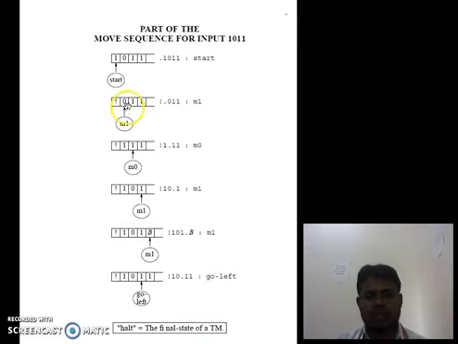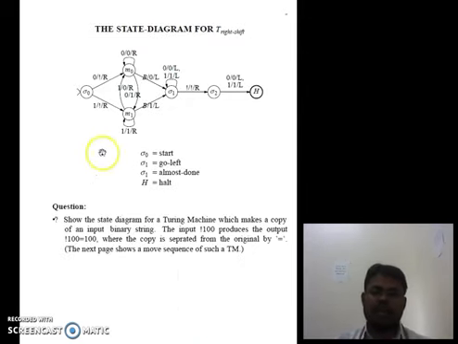Likewise, the input will be read and replaced. When it reaches the blank symbol, it stops there. So it's switching between M1 to M0. That means mode 1 to mode 0 and mode 0 to mode 1. And when it reaches the last blank symbol, it starts reading the other way. That means earlier it was left to right, now it will become right to left, and then halts. So here the corresponding state diagram for the right shifting of Turing machine is shown here.